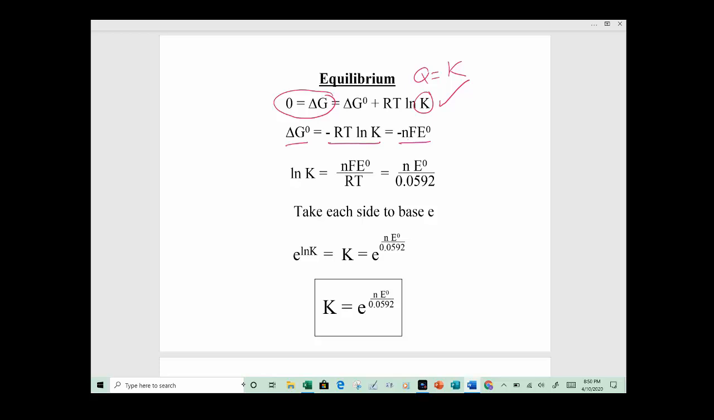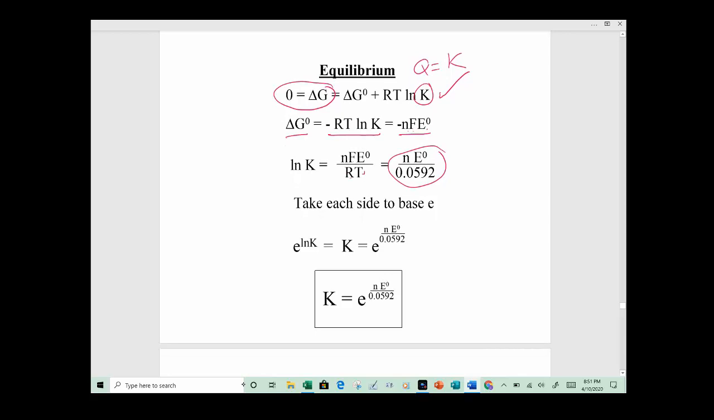Ln of K then is nFE over RT. RT over F is 0.0592. So ln of K is equal to this. Take both sides to base e, and we get this here. This allows us to calculate the equilibrium constant from cell potential. And this equation up here allows us to calculate E0 from ln of K. We could say that E0 would be RT ln of K over nF.